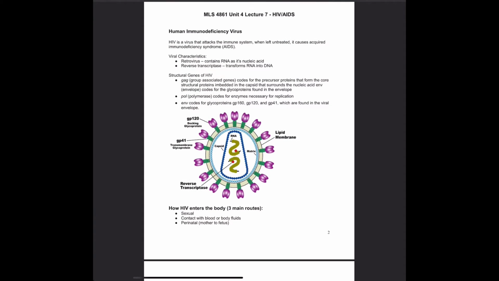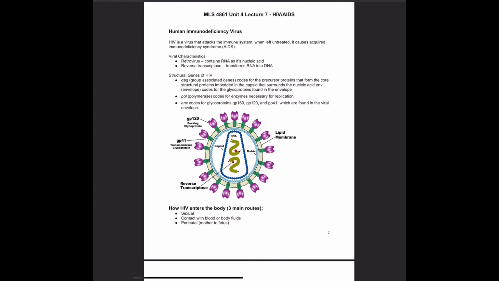HIV is a virus that attacks the immune system, and when left untreated, it causes AIDS. HIV is a retrovirus. It contains RNA as its nucleic acid, and it contains reverse transcriptase. This transforms RNA into DNA.